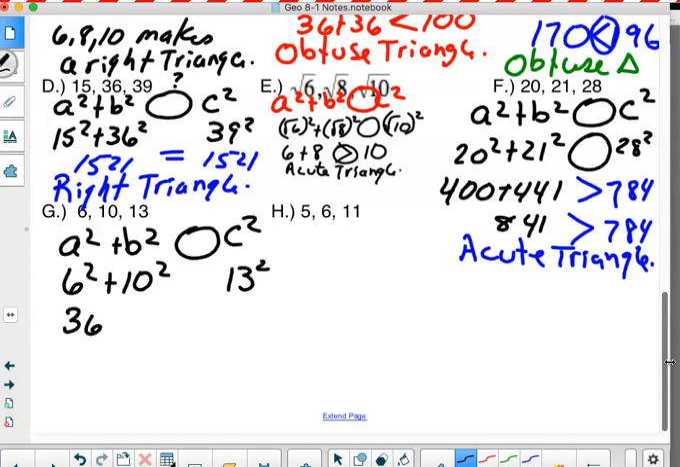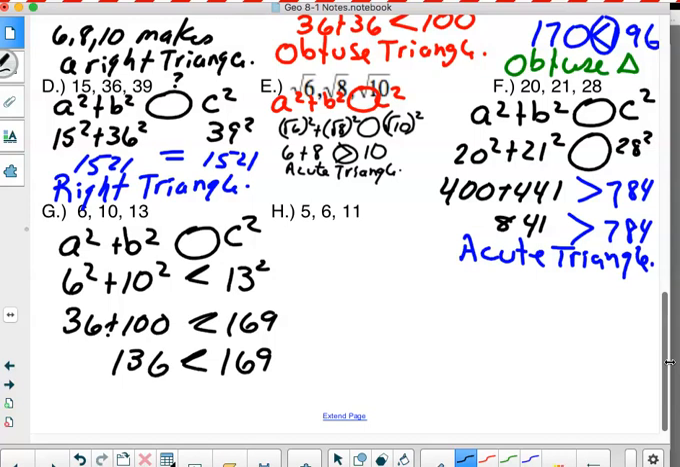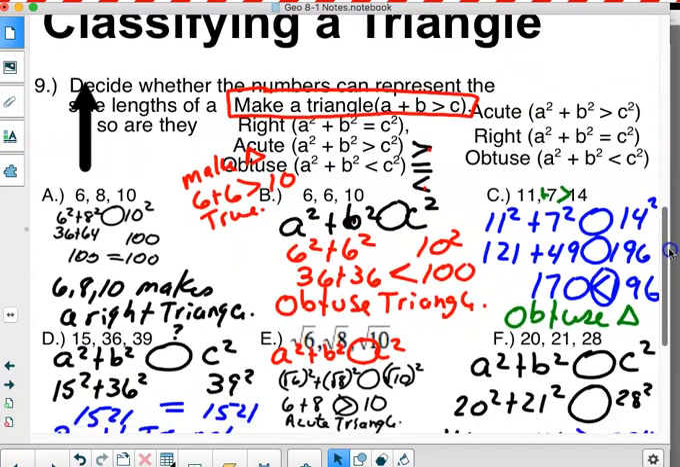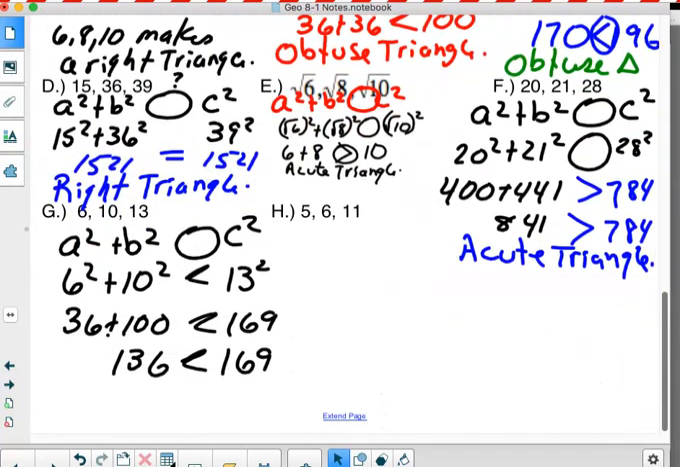This is 36 plus 100. It's 136, 169, and 169 is bigger. Okay, so I know that's true, and since it's bigger, it should be obtuse. Let's double check my notes and go, well, it's bigger, it's obtuse. When I've got the C is bigger, so this is an obtuse triangle.